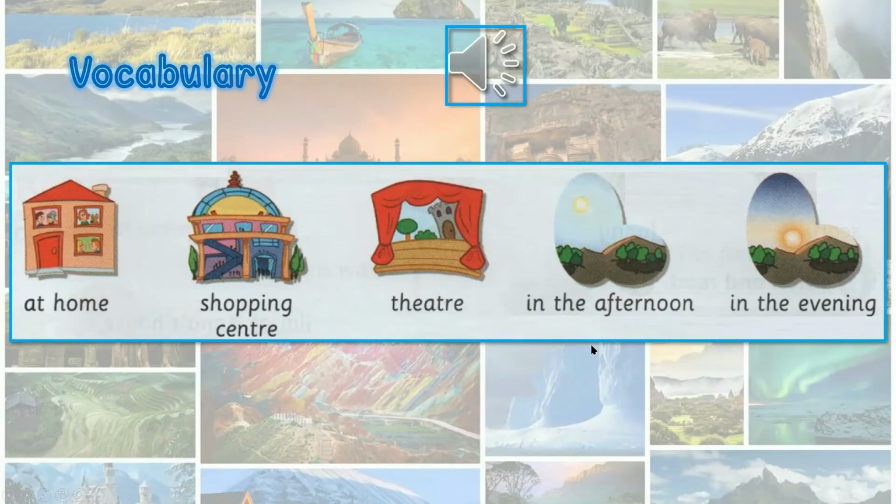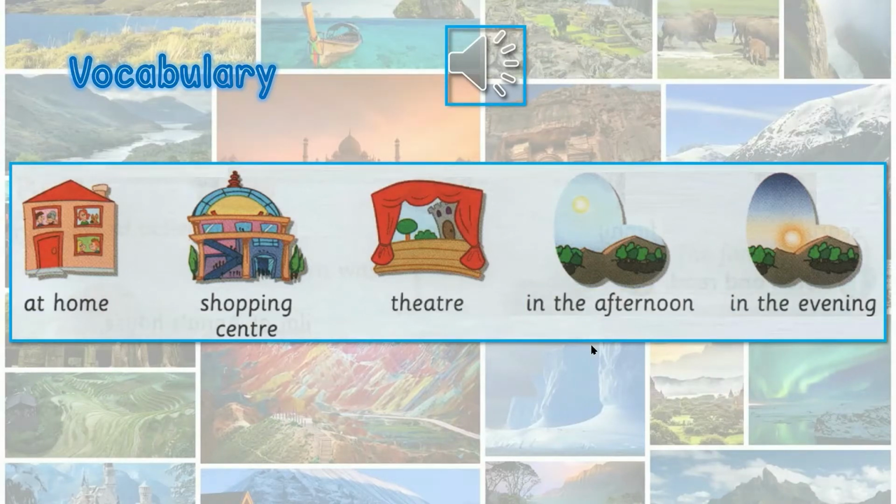Let's take out our textbook and turn to page 75. We will look at the vocabularies first. Listen and repeat. Vocabulary. At home. Shopping center. Theater. In the afternoon. In the evening.